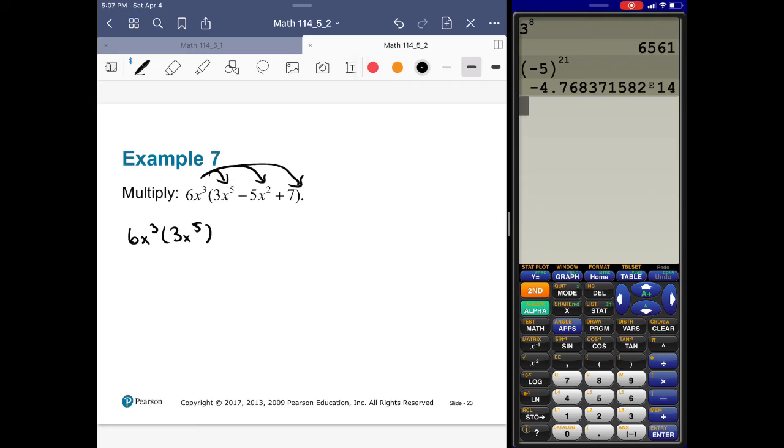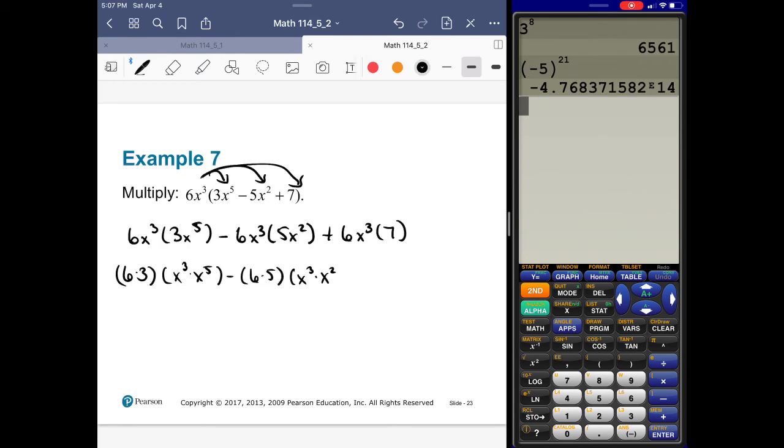6x cubed times 3x to the 5th, minus, because that was there, 6x cubed times 5x squared, plus 6x cubed times 7. Now, like we did the previous problems, this becomes 6 times 3, x cubed times x to the 5th, minus 6 times 5, x cubed times x squared, plus 6 times 7 times x cubed.